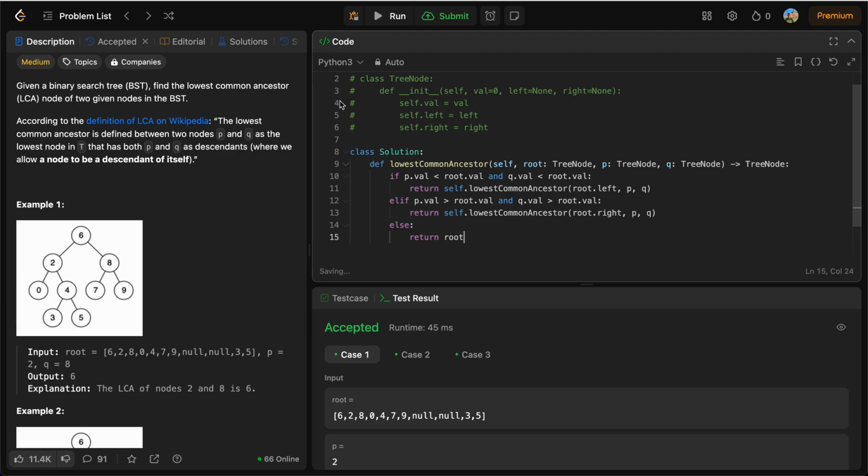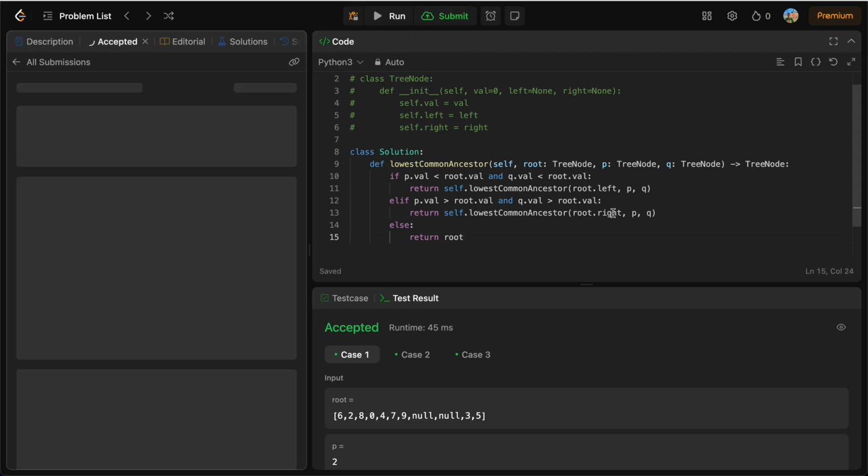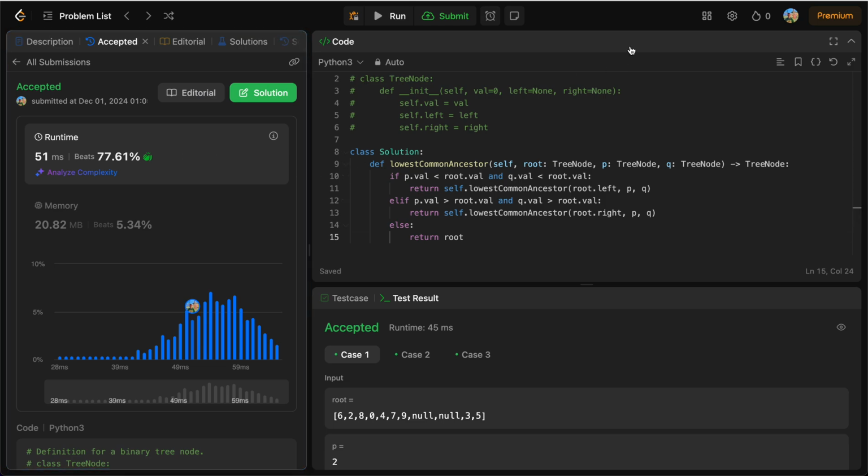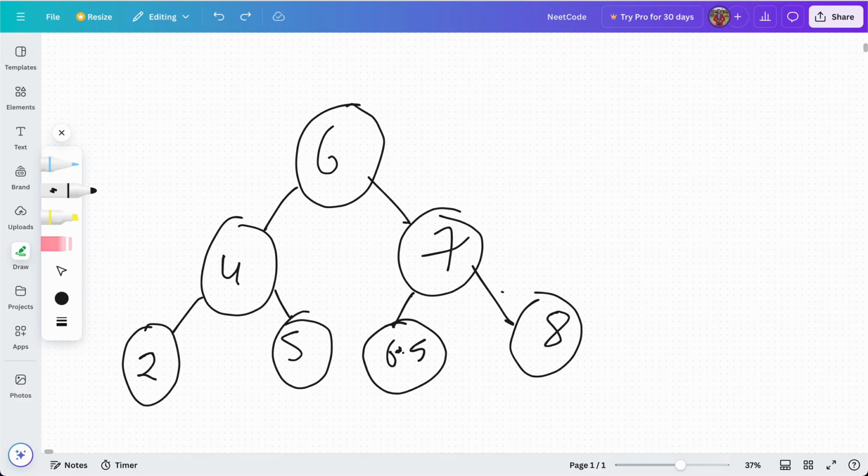Okay, so I'm going to submit this. As you can see, it works. So let's see the time complexity of this solution.